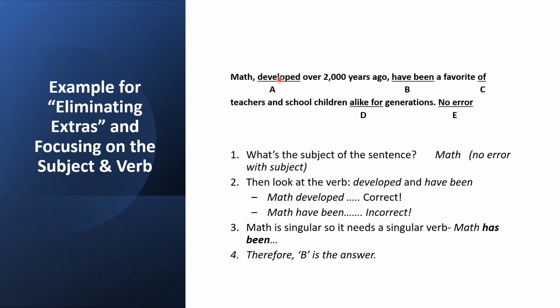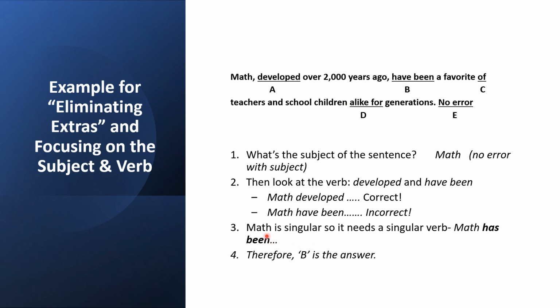Next, developed. Does it violate any rule in relation to the subject math? No violation at all. Then look at the verbs. Yeah, we have got developed and have been. Developed is acceptable. It's correct. It doesn't violate any rule. Math have been is another verb. Does it violate any grammatical rule? It does violate subject-verb agreement.